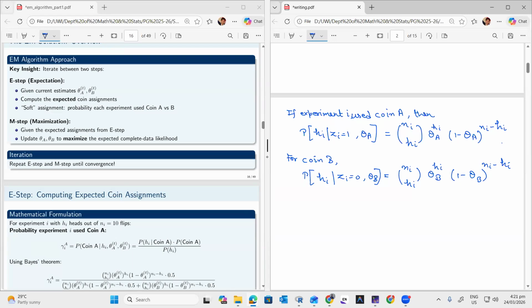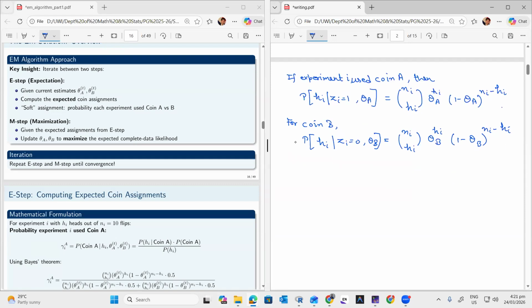Now, for simplification here, assume that a priori both coins are equally likely.